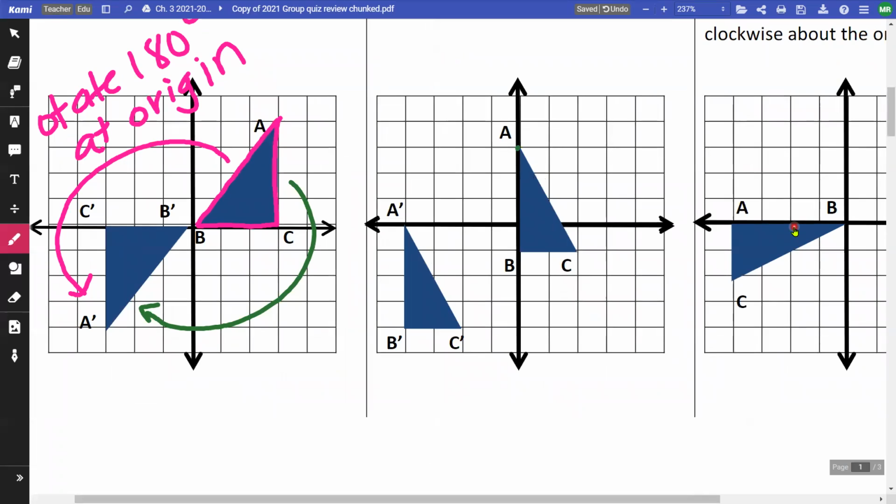This one here, how am I moving from this point to this point? I'm going down 1, 2, 3, over 1, 2, 3, 4. So I'm going to translate down 3 and left 4.